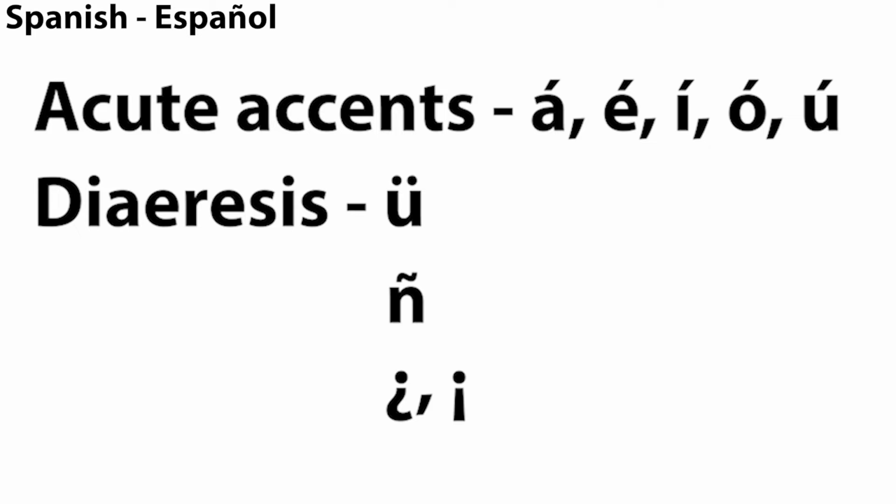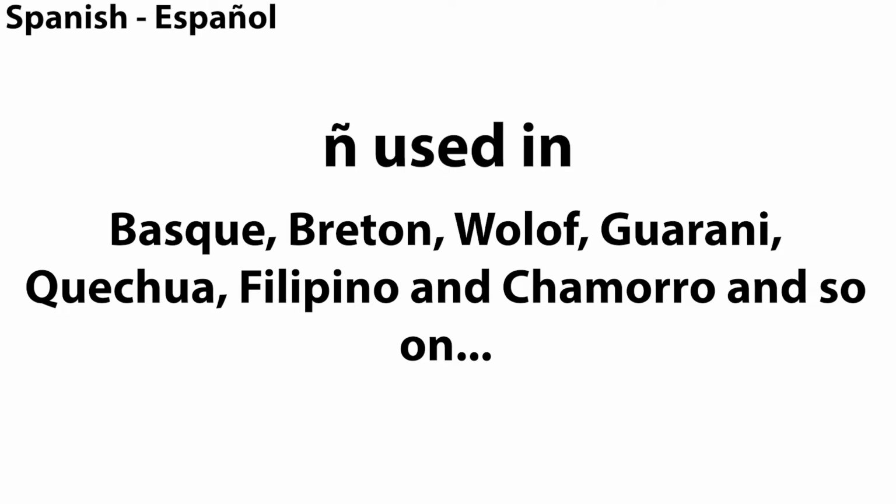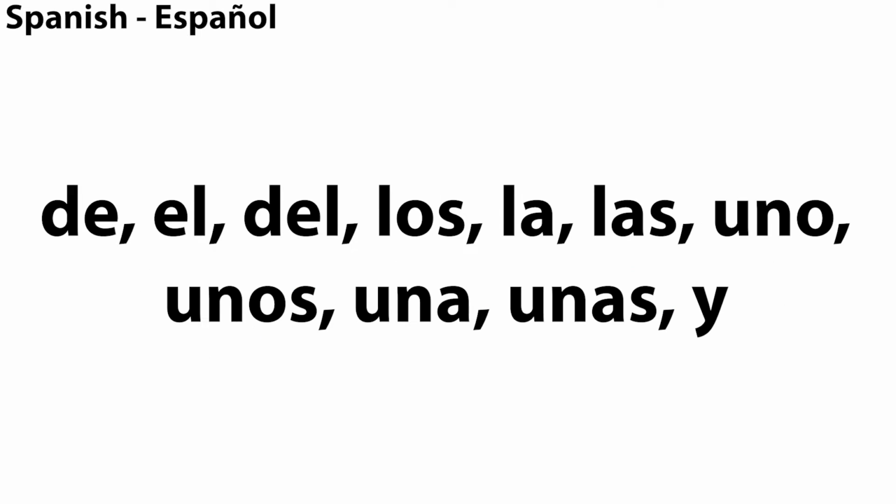The ñ is commonly associated with the Spanish language, and for this list is only one of 2 languages to use the ñ. But there are quite a few languages around the world that still use the ñ character, such as these languages up on screen right now. A few popular digraphs, but certainly not an extensive list, would be these 5 up on screen right now: the CH, the double L, the double R, the GU and the QU. So you'll see these combinations of letters quite often in Spanish. Some of the more frequently used words that you'll see pop up just in big pieces of text would be words such as de, el, del, los, la, las, uno, unos, unas, y, and other words alike.